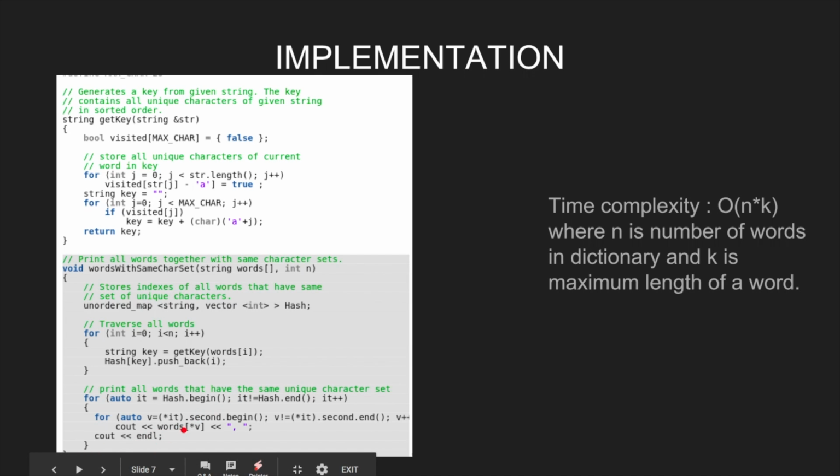The time complexity of this solution is order n into k, where n is the number of words in the dictionary and k is the maximum length of a word.